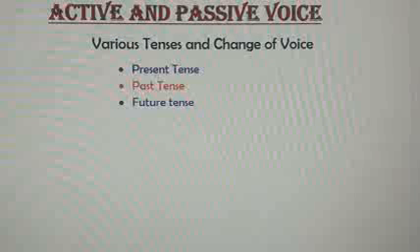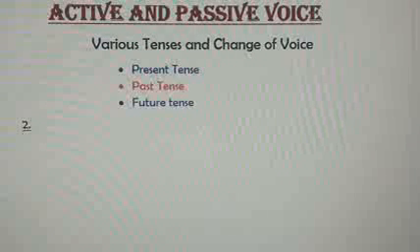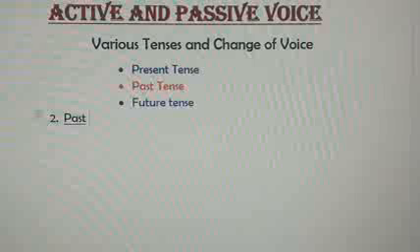Now, dear children, after the changes of voice in present tense, it's time to move ahead, and now we should learn how we can convert the sentence which is in past tense from active to passive. So now let's start from the past tense. My dear students, first of all, I am going to write about the past tense.